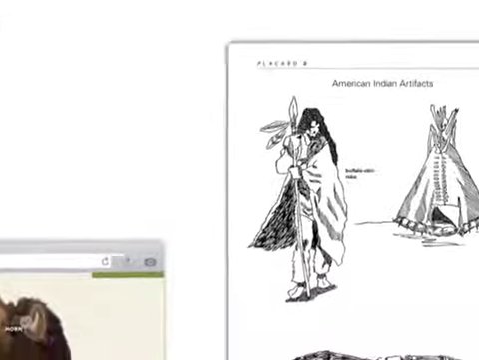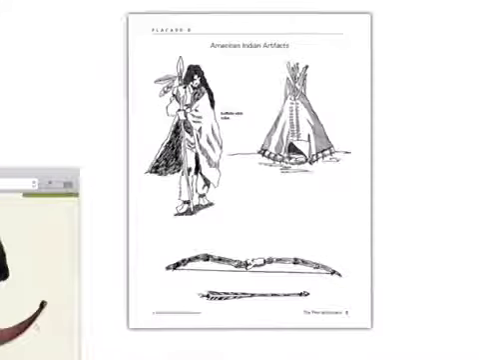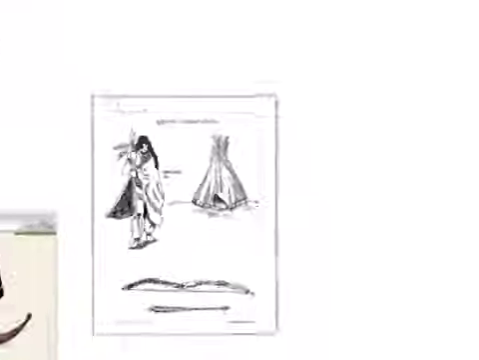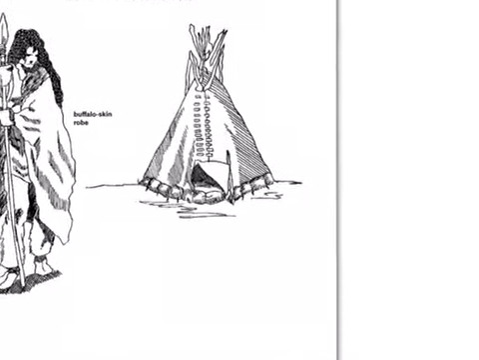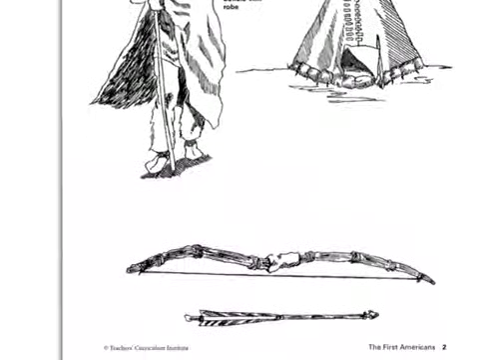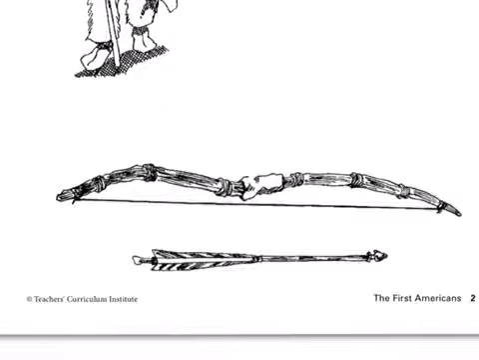If I scroll to my right here, I have Native Americans here. She's wearing a buffalo skin robe. She's carrying some type of spear. She has a teepee here. What is that teepee made out of? Is it made out of buffalo hide here? You have twigs or sticks here. Why is this teepee made this way? Is it so it can be broken down easily to hunt buffalo? What type of tools or weapons do they carry?